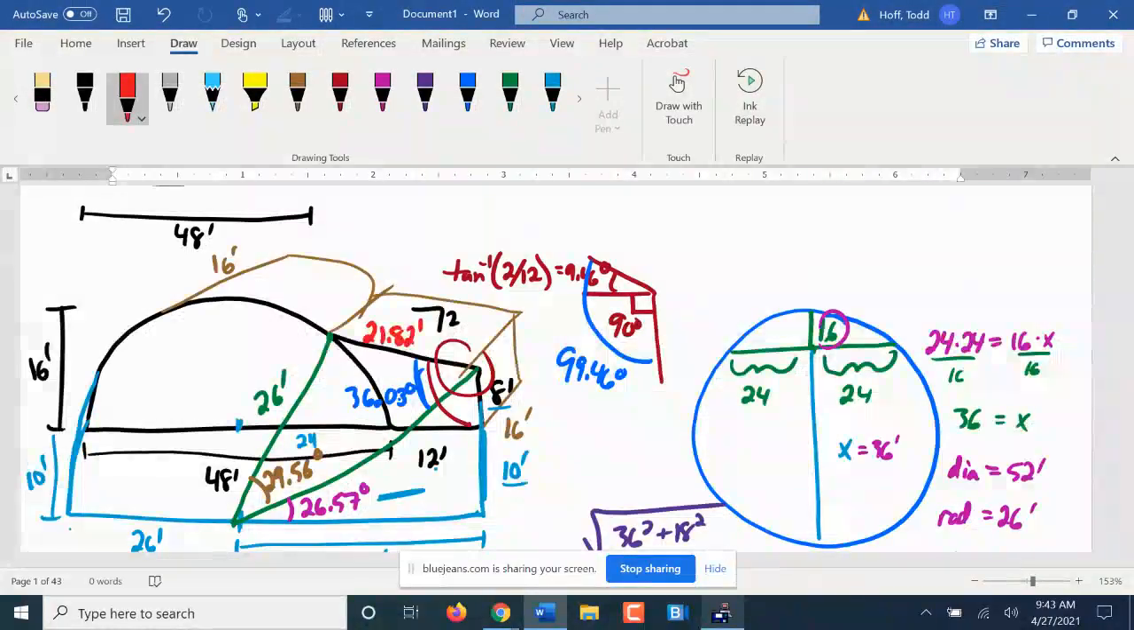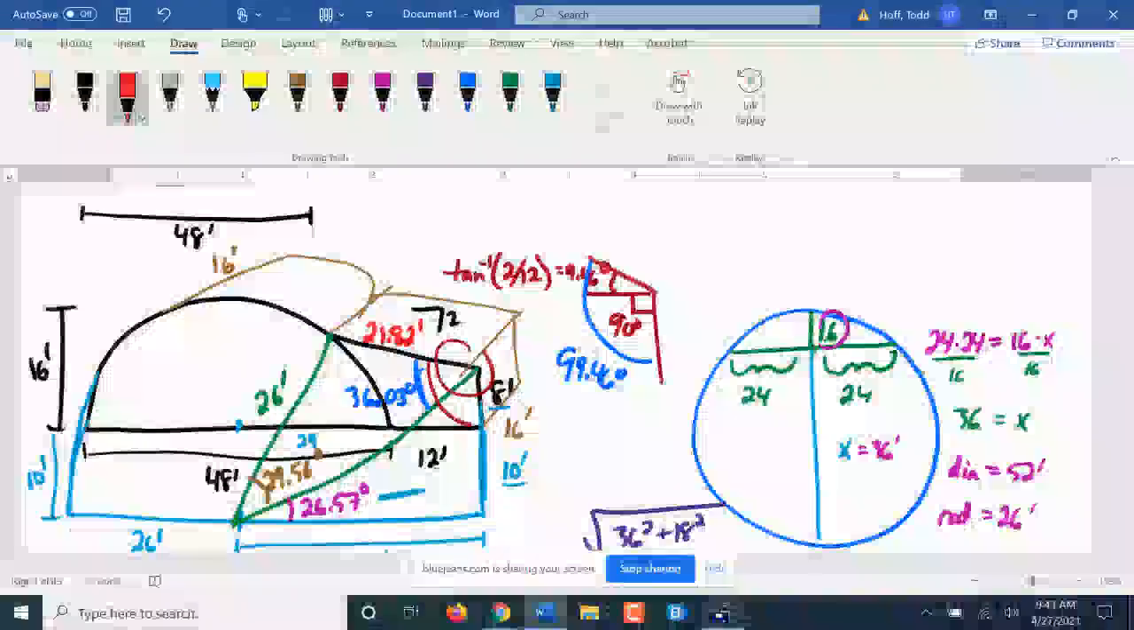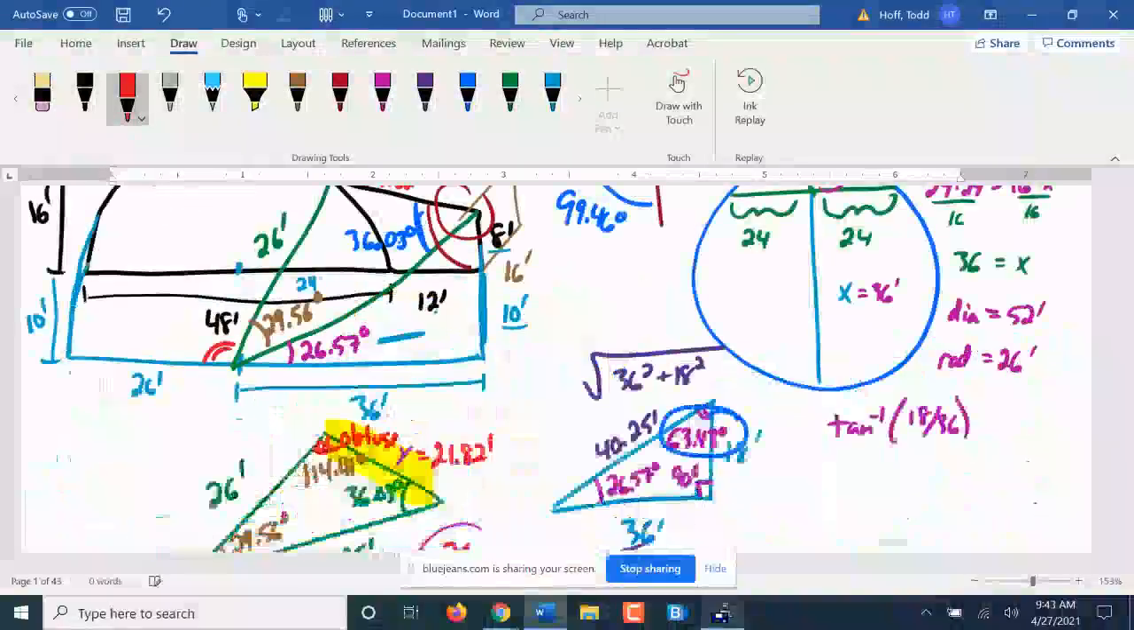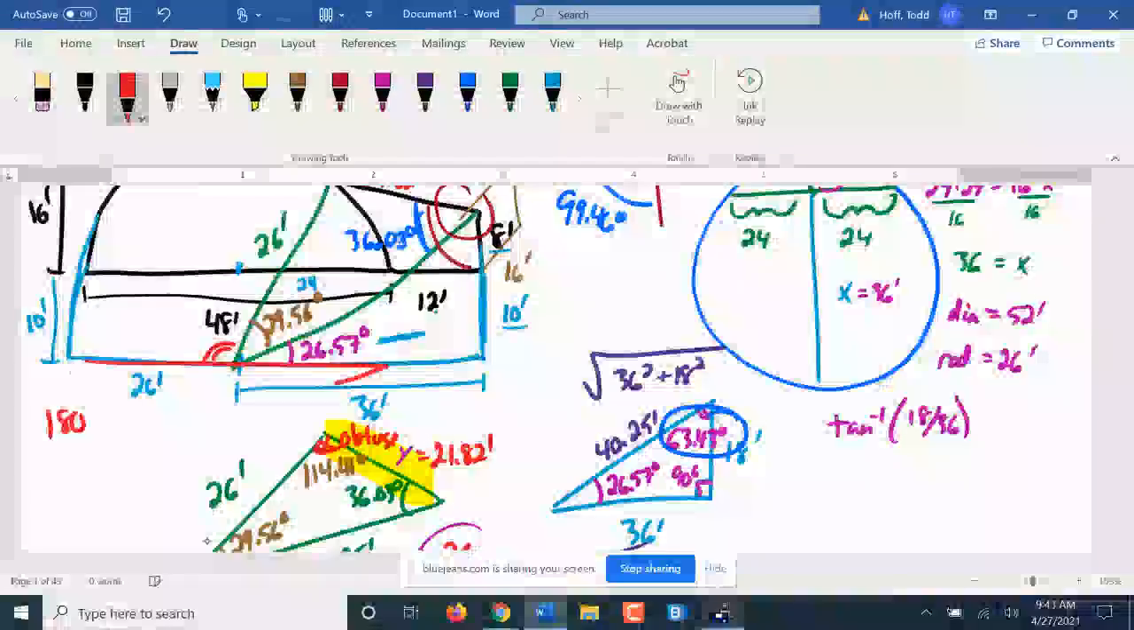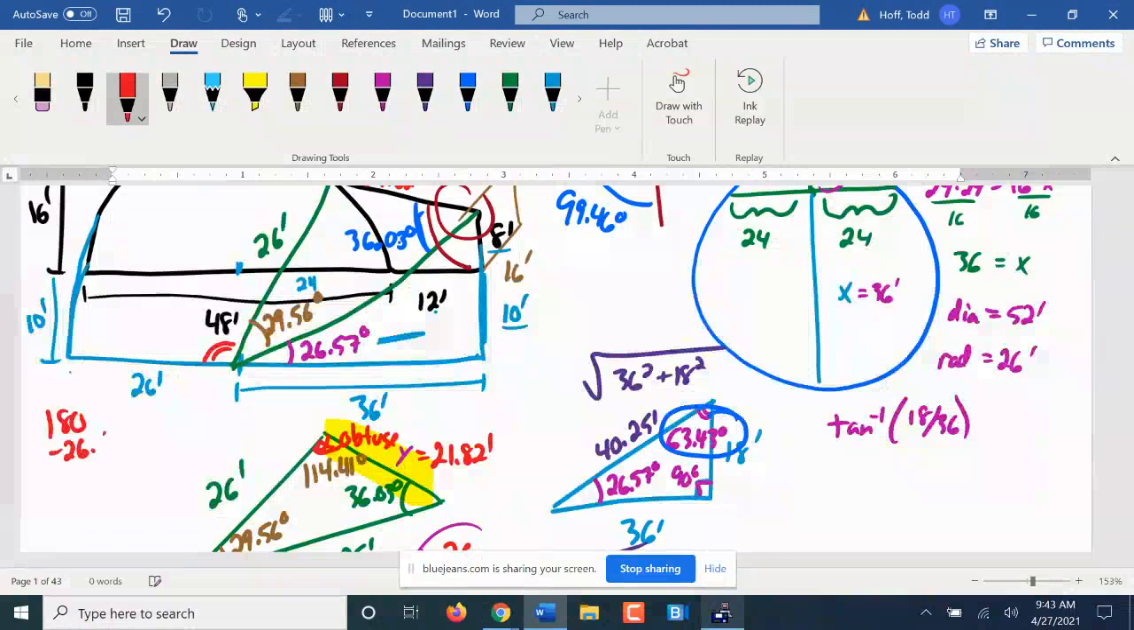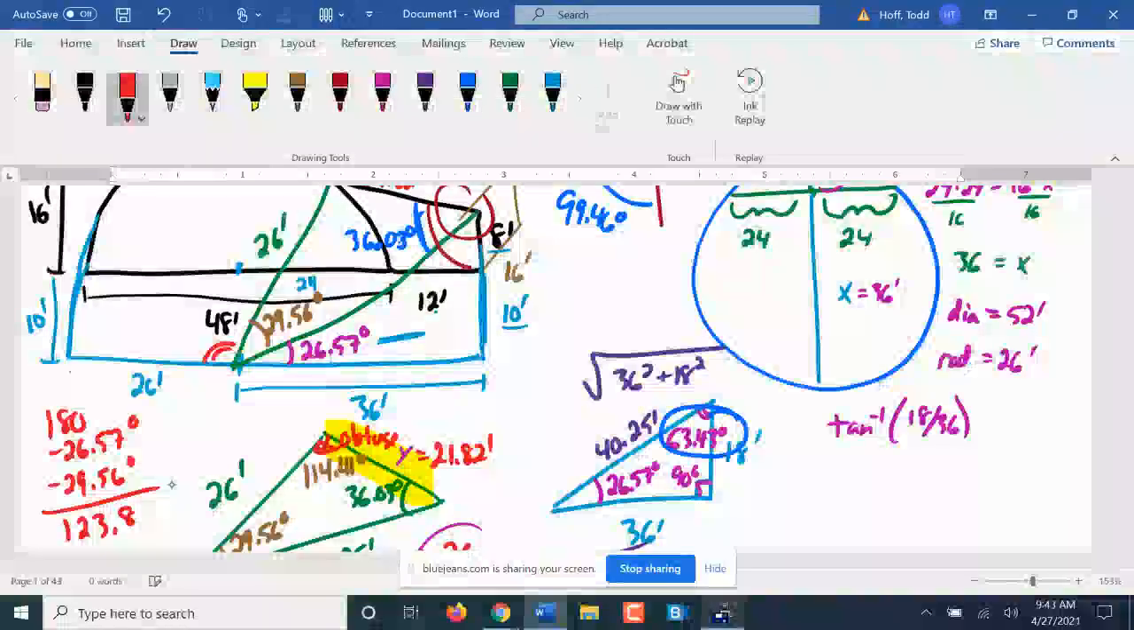Next, we're going to find some areas. Well, first, let me fill in this angle here just to have it done with. That angle will be 180 because that's a straight line there, minus the 26.57 and minus the 29.56 degrees. Making this 123.87 degrees, I believe.